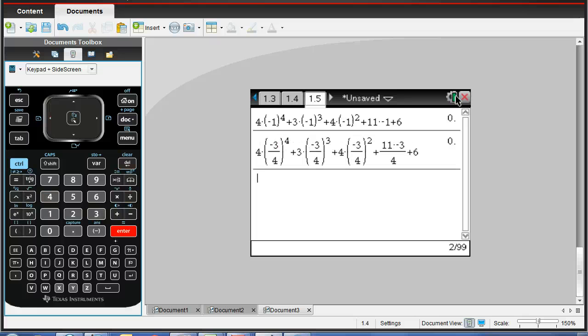Hit enter, and sure enough I get 0 again as well. So that tells me that my 2 roots are going to be -1 and -3/4.